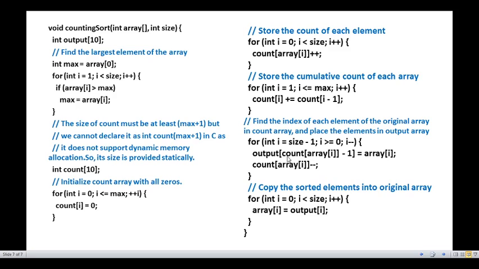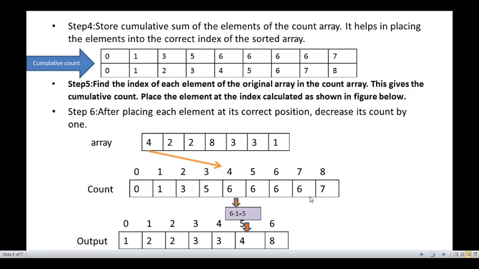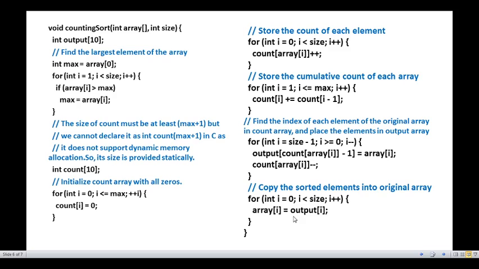So here we are doing output of count of array of i minus 1, with array of i as the value. Means, see, this is count of array of i. What is this count of array of i? See, array of i is 4, the count at 4 is 6, and 6 minus 1 is 5. So 5 is the location where we put it. Then count of array of i minus minus.